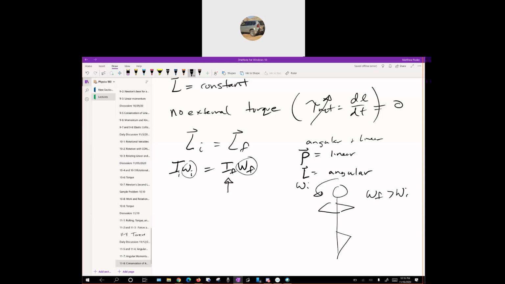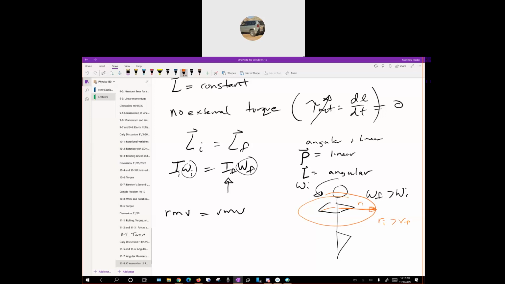You've seen this before. We can relate that to I initial omega initial equal to I final omega final. We're looking at, say, they had a circular path of their arms. Initially, R1. Let's say R initial is greater than R final.